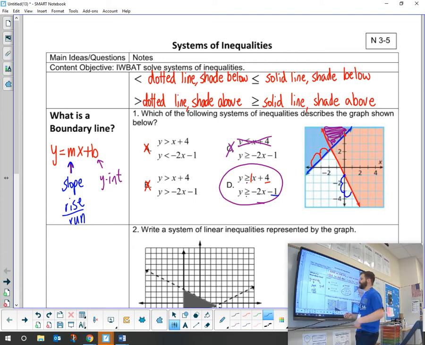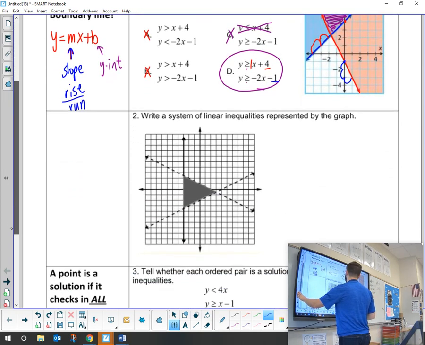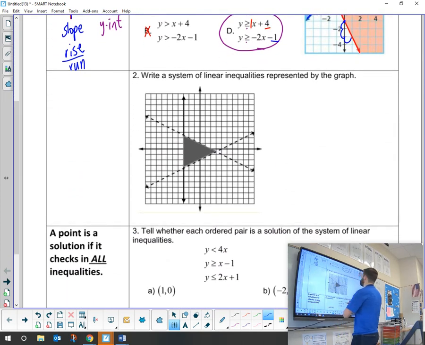So let's use this information and let's write this stuff for number 2. So number 2, it says write a system of linear inequalities represented by this graph. Okay, so let's do each line individually. So let's start with this dotted line right here. Okay, this one right here. We're going to use blue to represent this one.